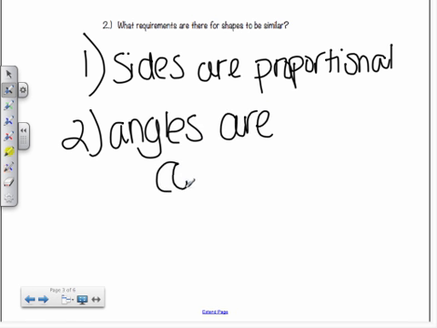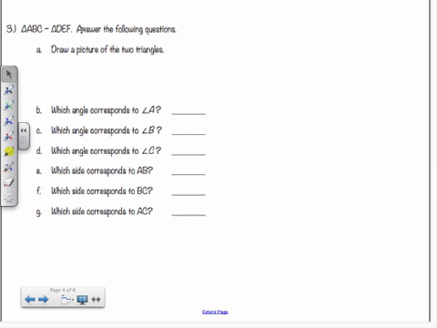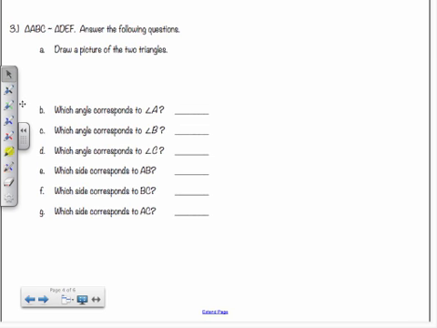All right, so let's go ahead and take a look at question number 3, and we will answer all the questions. Question number 3 says triangle ABC is similar to DEF. The symbol between them, a squiggly line, means that they are similar, just so that you know.